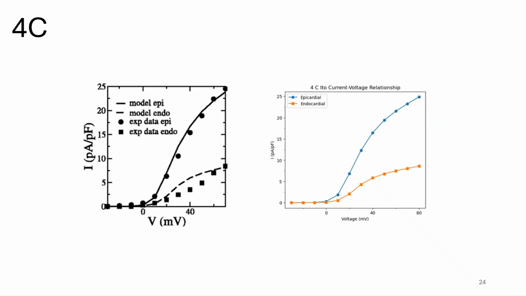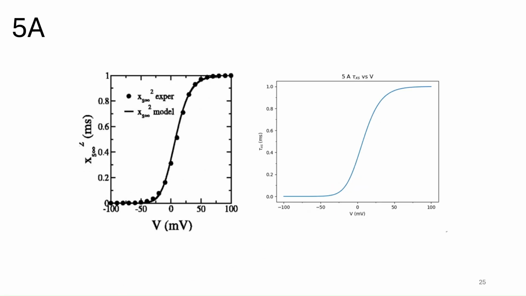This is another current plot. Here is the current-voltage relationship for epicardial and endocardial cells. We can see the slopes are different, so the net conductivity is different in epicardial and endocardial at higher voltages.